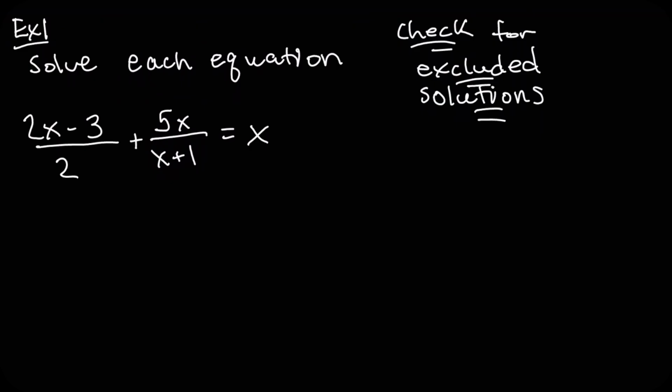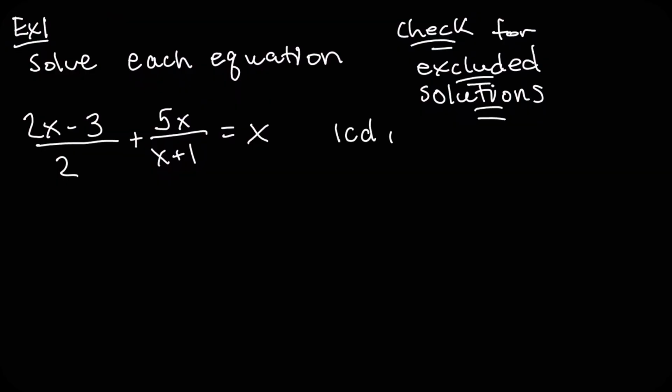Let's look at some rational equations and other types of equations and applications. So we want to go ahead and solve our equation (2x - 3)/2 + 5x/(x + 1) = x. First things first, find your least common denominator. So our least common denominator is going to be equal to 2 times (x + 1).